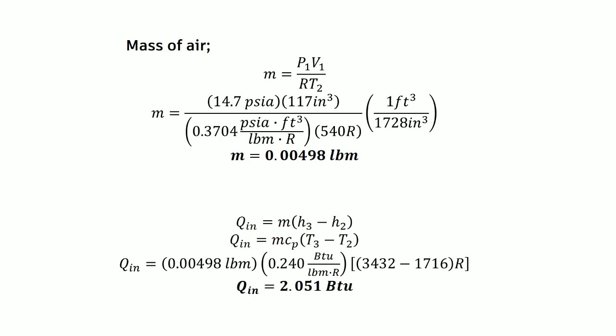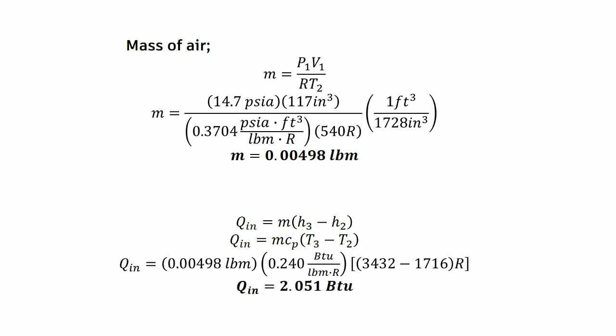Moving on, let us find the mass of the air, the working fluid in our diesel cycle. This is from the ideal gas law formula. The mass is equivalent to the pressure multiplied by the volume, all over the gas constant and the temperature at state 1. We have now our mass of air to be 0.00498 pound mass.